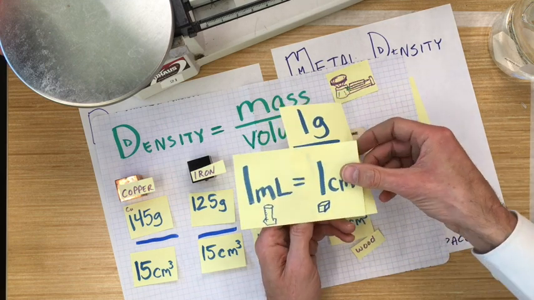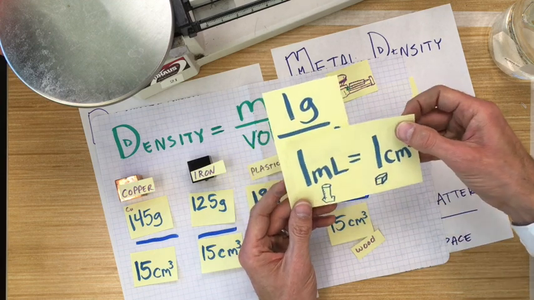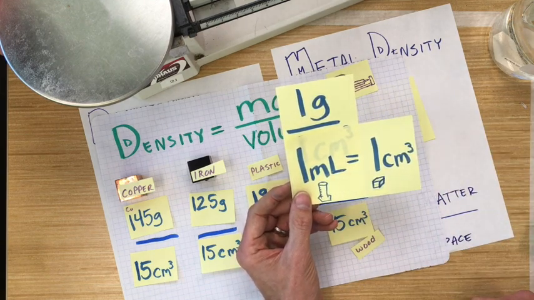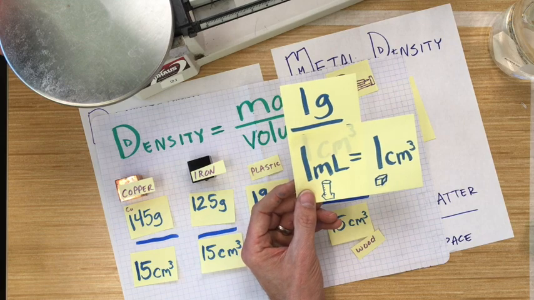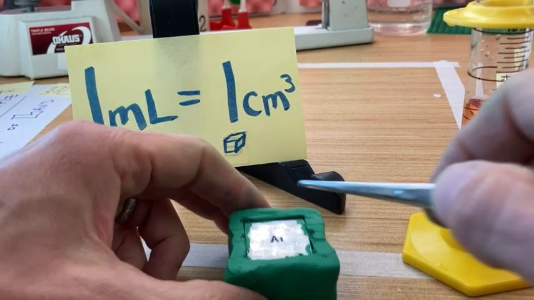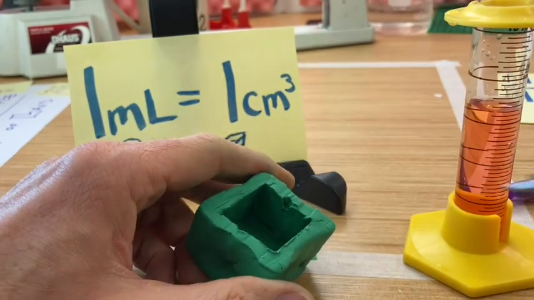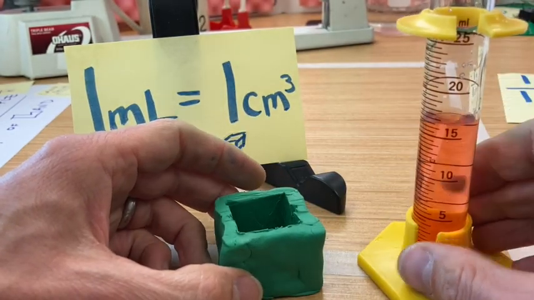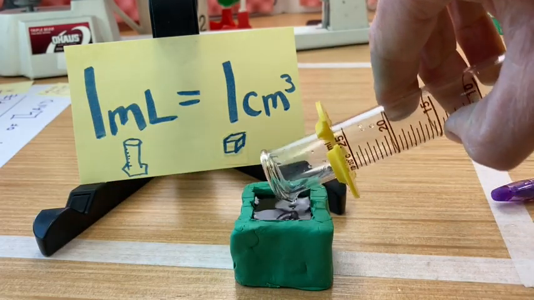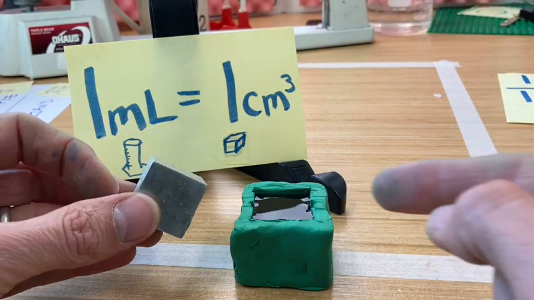But since it's a liquid, we don't use 1 cubic centimeter, we use 1 milliliter. A milliliter and a cubic centimeter are the same thing. Here's another way to demonstrate that. To reinforce the idea that 1 cubic centimeter is the same volume as 1 milliliter, I made a clay impression of a cube that's about 16 cubic centimeters. And we're taking 16 milliliters of water and we're filling it up. So we see that 16 cubic centimeters of solid is the same as 16 milliliters of liquid.